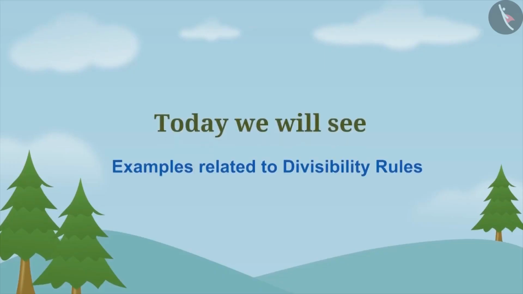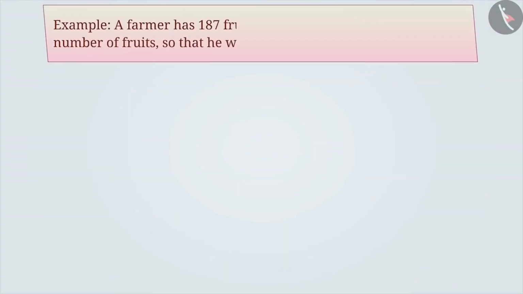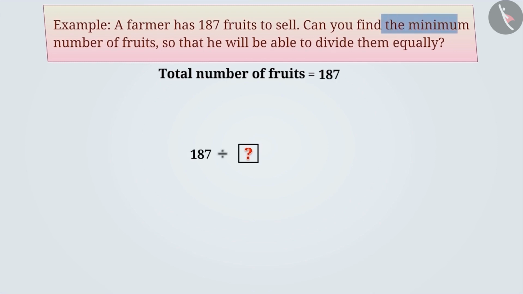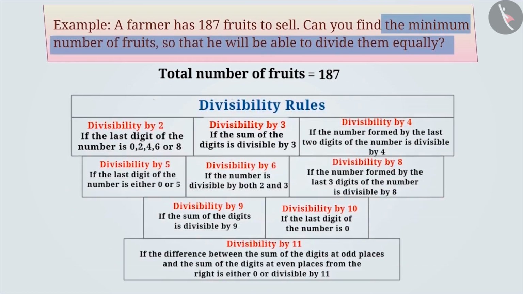Today, we will see some examples related to divisibility rules. A farmer has 187 fruits to sell. Can you find the minimum number of fruits so that he will be able to divide them equally? From the given example, the total number of fruits is 187. Since the number of fruits in each bag has to be the same, we have to find the smallest number that will divide 187 completely. In order to find this, we will use the divisibility rules.